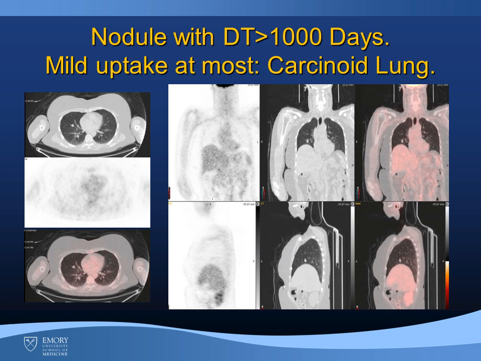Here we have a patient with a lung nodule with practically no FDG uptake. As a matter of fact, looking at older CT scans, the doubling time was over 1,000 days. This was carcinoid of the lung, which typically has little to no FDG uptake.